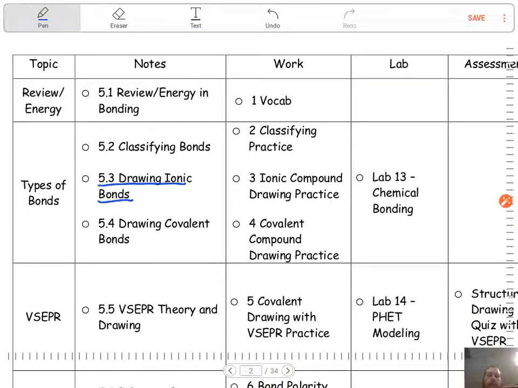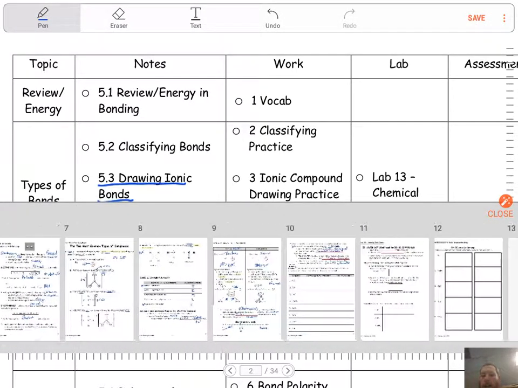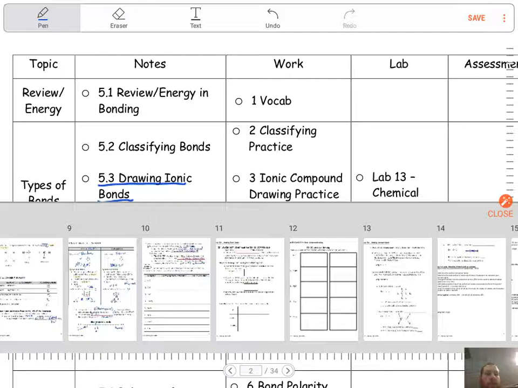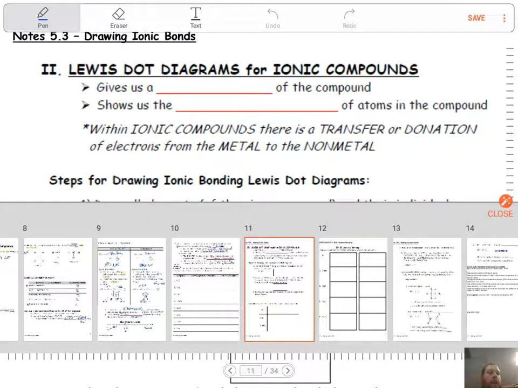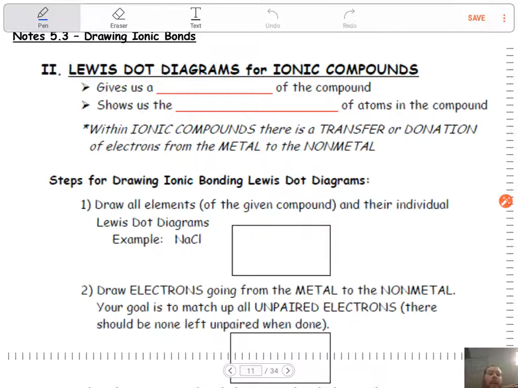Hey guys, this is Note Video 5.3 on how to draw ionic bonds. This is going to be a little bit shorter one compared to the next one dealing with covalent bonds. A little bit less work you've got to do to draw the ionic versus the covalent. So we're going to jump right in, be on page 11 in your note packet.